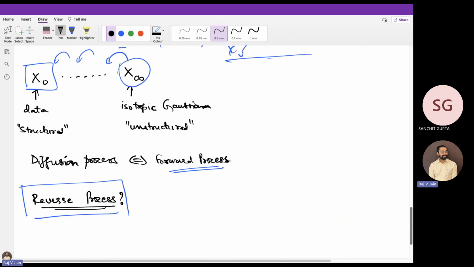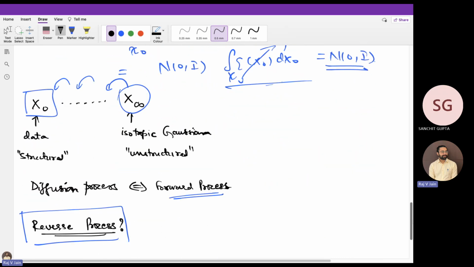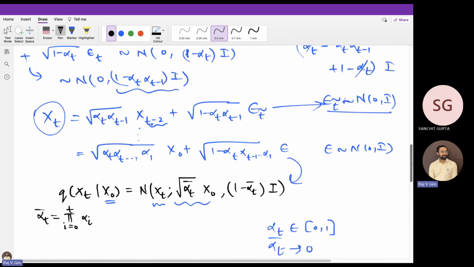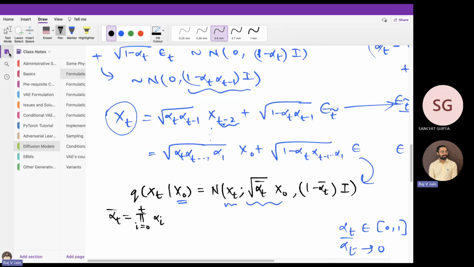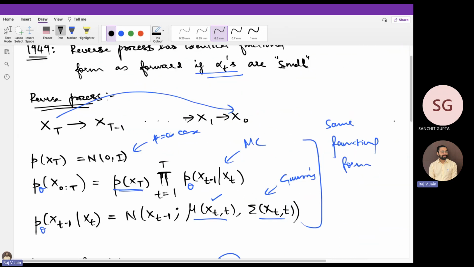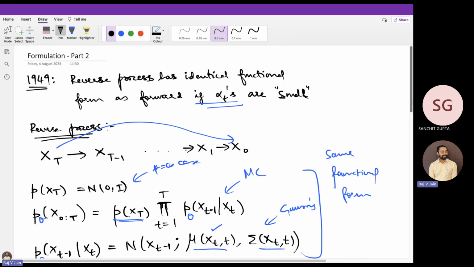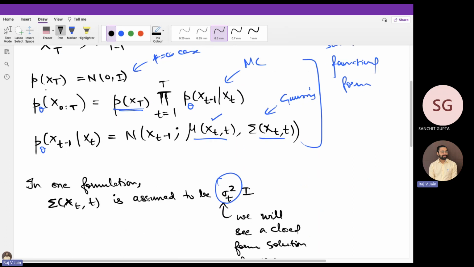And then we made a claim: if this is the forward process, can we learn the reverse process? We used a result saying that if the noise added is actually small, then the reverse process has the identical functional form as the forward process. We use that to intuit something about the reverse process, which we name p theta, something which we want to learn.